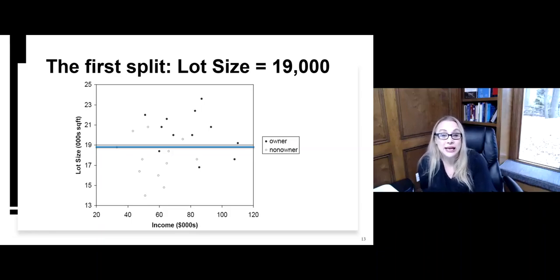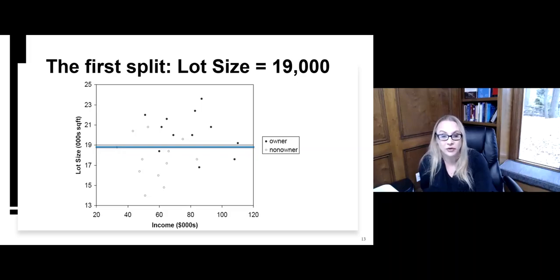So the rule is anything above 19,000 is categorized as an owner of a riding lawnmower, and anything below 19,000 is a non-owner. So you can see why the algorithm might have chosen this, because if you look at it, when the lot size is above 19,000, most of them actually are owners, and when you look below that, most of these are non-owners.